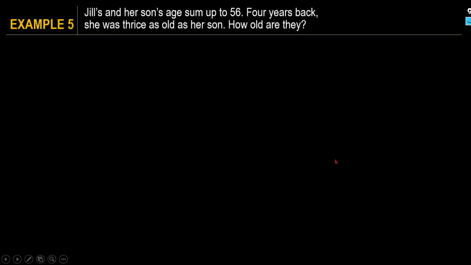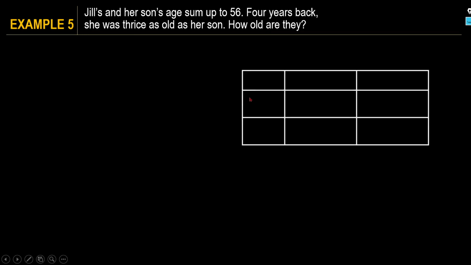Jill's and her son's age sum up to 56. 4 years back, she was thrice as old as her son. How old are they? Pause mo na ulit. Try, and then hit play when you're done. Right. Meron ng solution. Tingnan natin. How old are they? Jill's and her son's age sum up to 56. Anong pwede natin representation dito? Tingnan natin. Si Jill, tsaka si son, syempre, magiging labels natin dito.